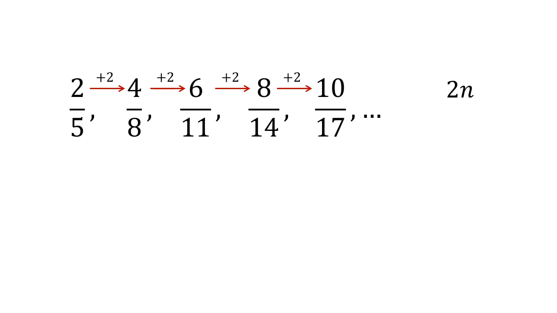But our sequence is just 2, 4, 6, 8, 10. That is the sequence 2n. So we've worked out the top. So let's look at the bottom. So this time we're adding 3 each time. So again, it's a linear sequence. It's going to begin 3n.